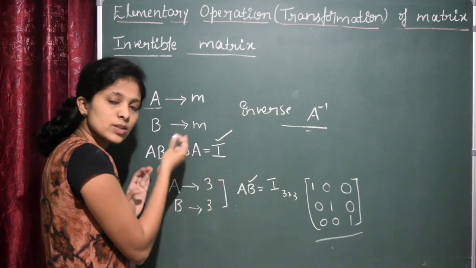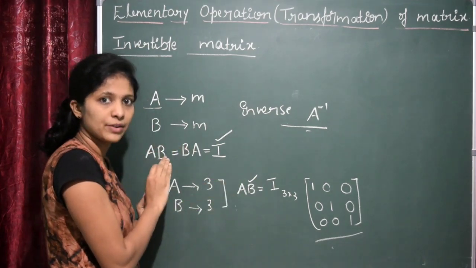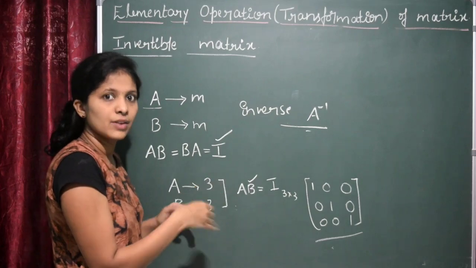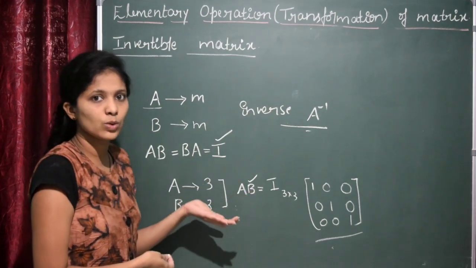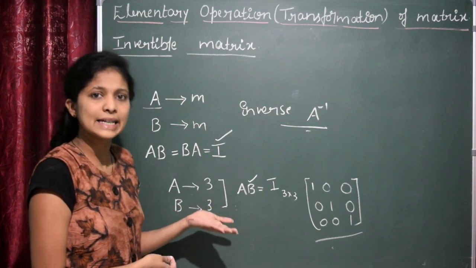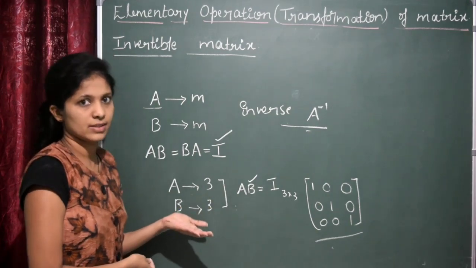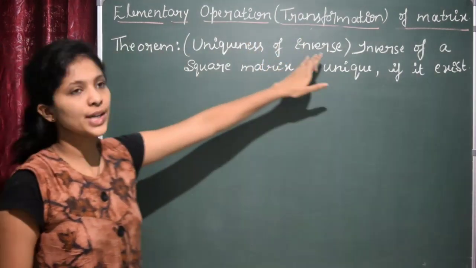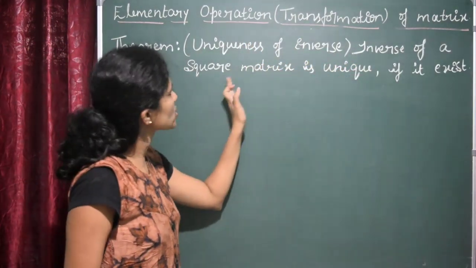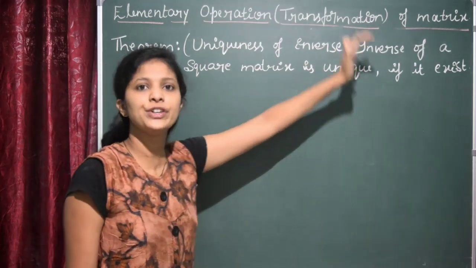The inverse exists only for a square matrix, not for a rectangular matrix. A rectangular matrix means the number of rows is not equal to the number of columns. Next we'll see the theorem, uniqueness of an inverse. The inverse of a square matrix is unique if it exists.